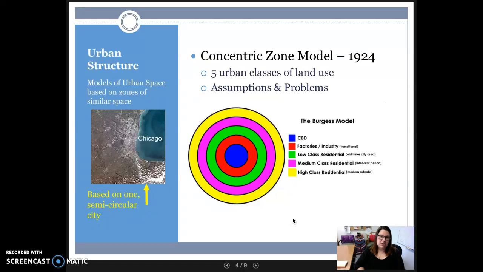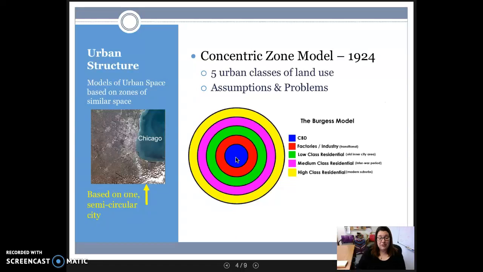Another assumption that is problematic that Burgess made is that the land is flat. So topography was ignored. And if you have a river running through part of the city, you have a lake, you have a mountain, it will affect the cost of development. So it will absolutely affect where people develop. So that is an example of another assumption that's problematic about this model. Burgess also assumed that transit was equally, equally cheap and efficient in all directions.